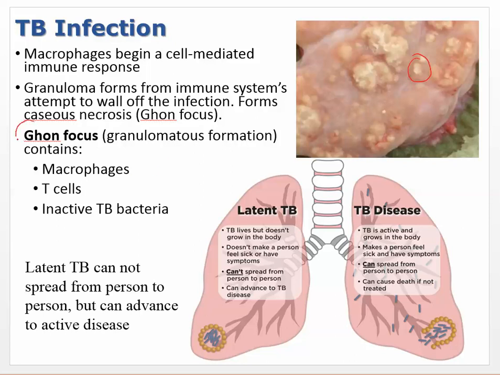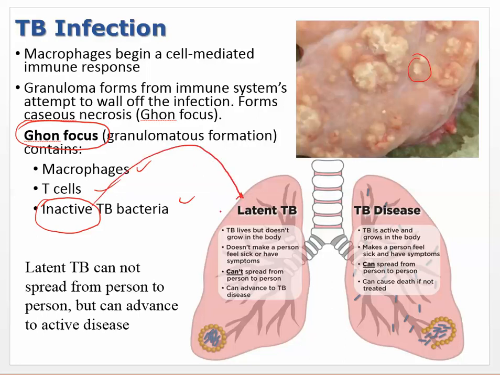But you do produce this thing called a Ghon focus. It's a granulomatous formation. It contains the macrophages, T cells, and it also has some inactive TB bacteria. Notice I'm not saying dead bacteria. It's inactive, which means that it can kind of survive in these granulomas in a latent form.